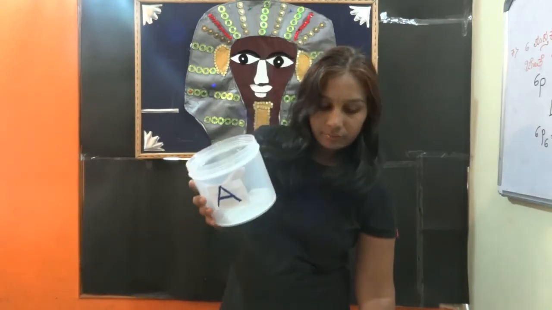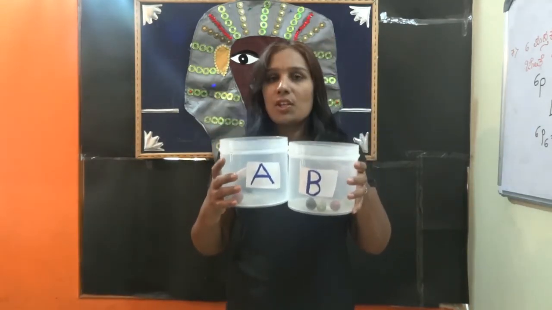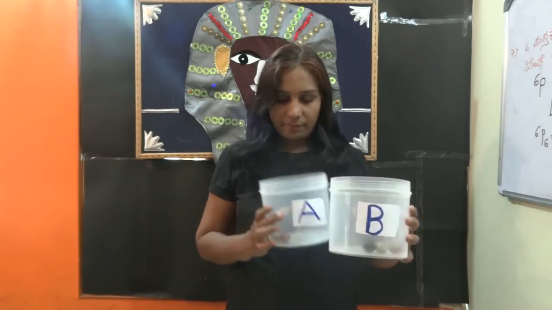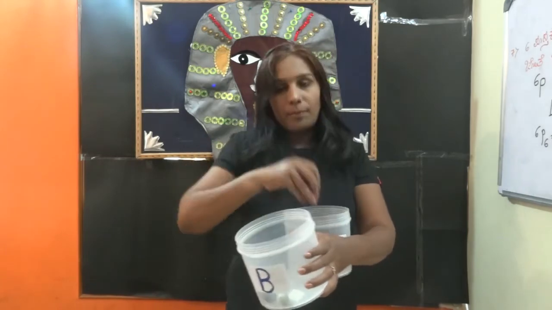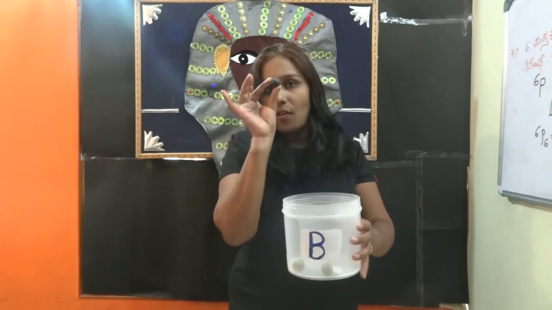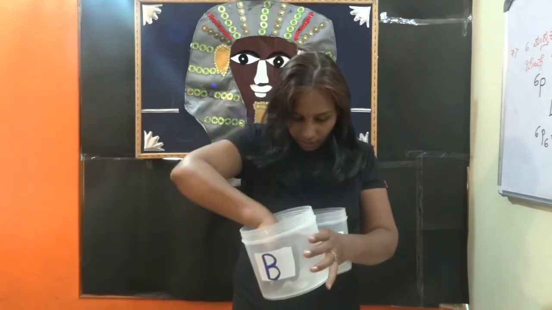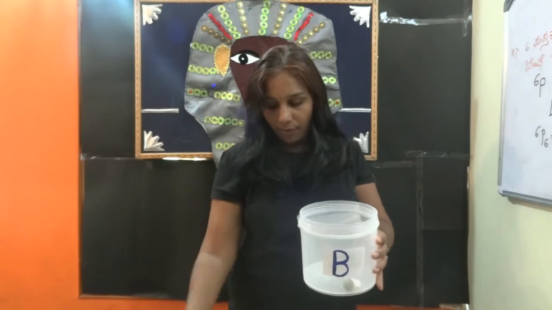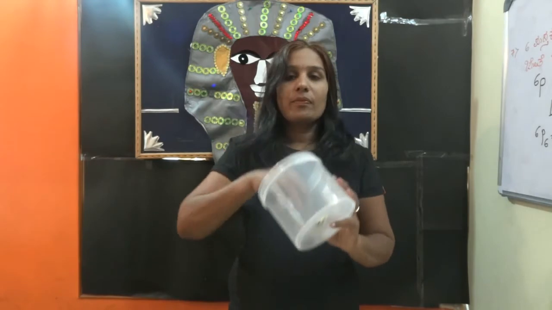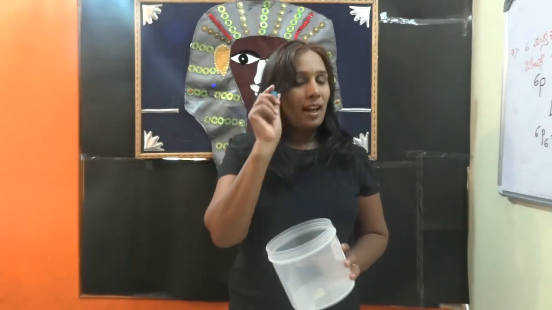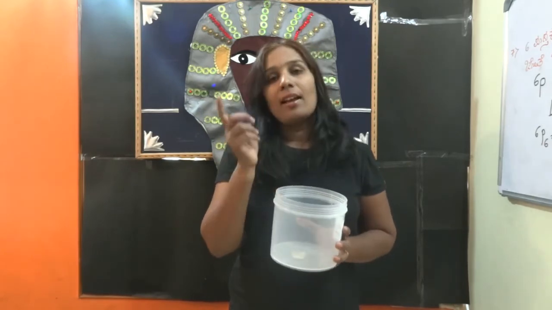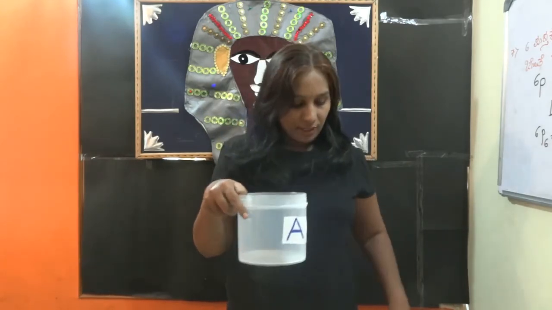To perform A difference B, you just remove the common elements from both the boxes first. Here I have a pink ball, I have removed it. I have a grey ball, removed it. Yellow ball, I have removed. Now I am left with only 2 balls, green and blue. This green and blue are elements of A difference B.